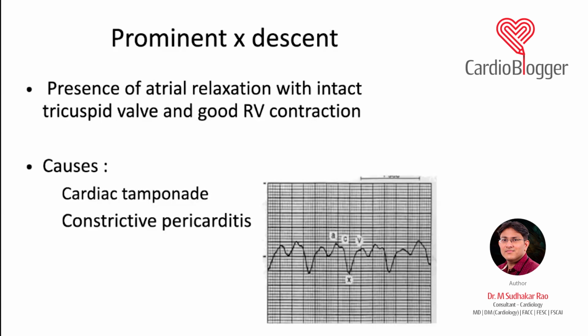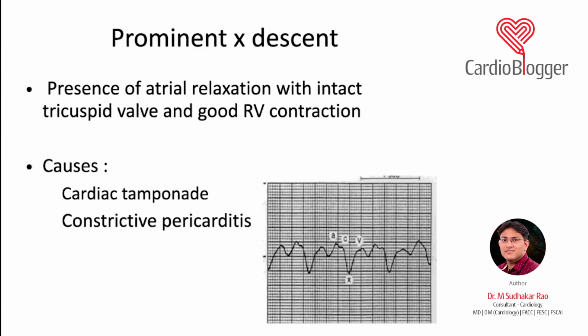Now apart from the absent A wave in atrial fibrillation, you also get an absent X descent, and you get an X prime which is usually preserved. Now what are the causes of a prominent X descent? After the A wave, there is something known as the X descent. There are two important causes of a prominent X descent: constrictive pericardial disease, that is, constrictive pericarditis, and cardiac tamponade.